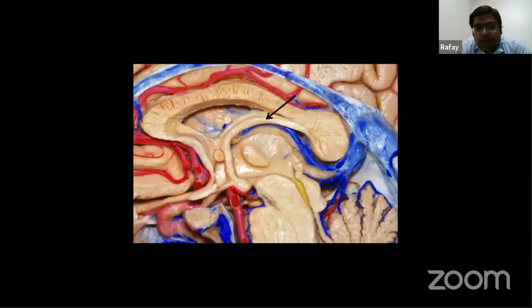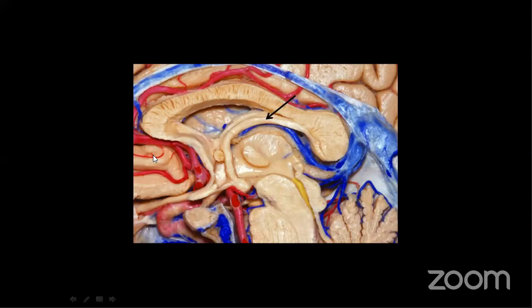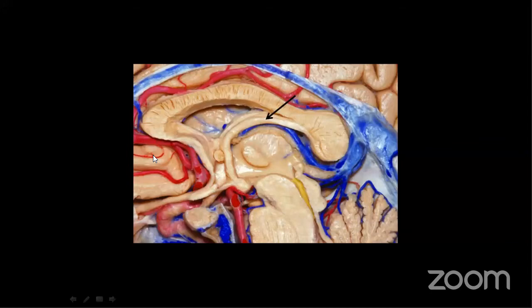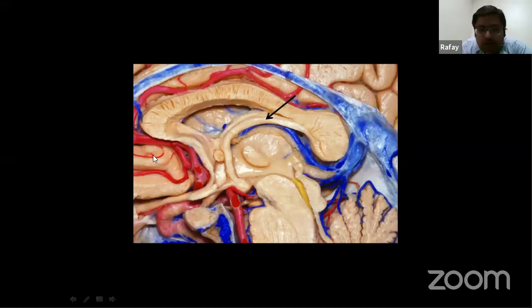Next one, can anyone identify the structure marked with that black arrow? That's the body of fornix. Yes, that is the body of the fornix. Very good. Yeah, correct.